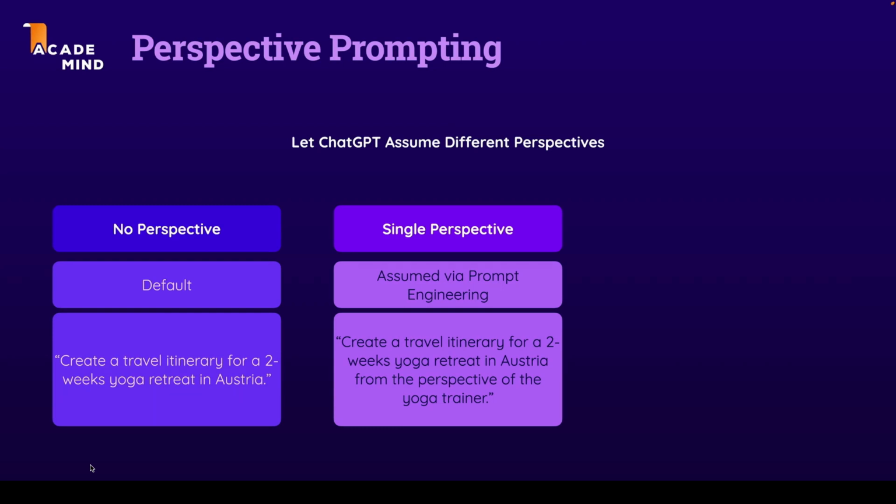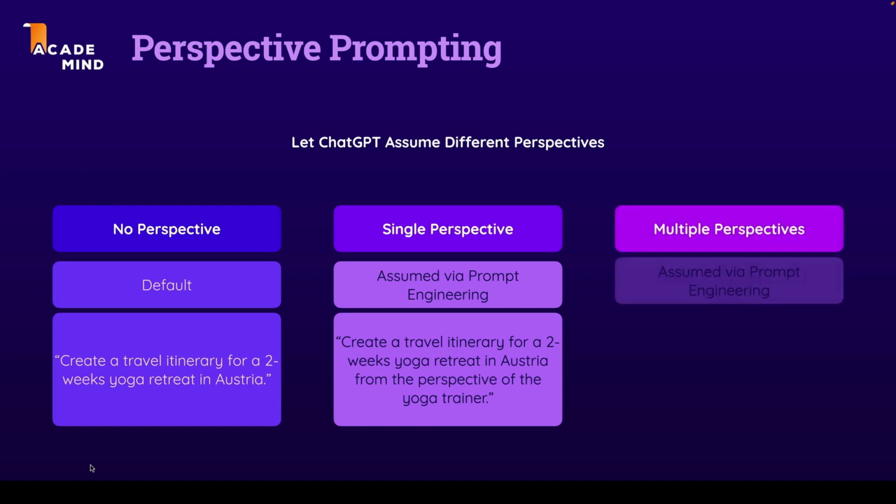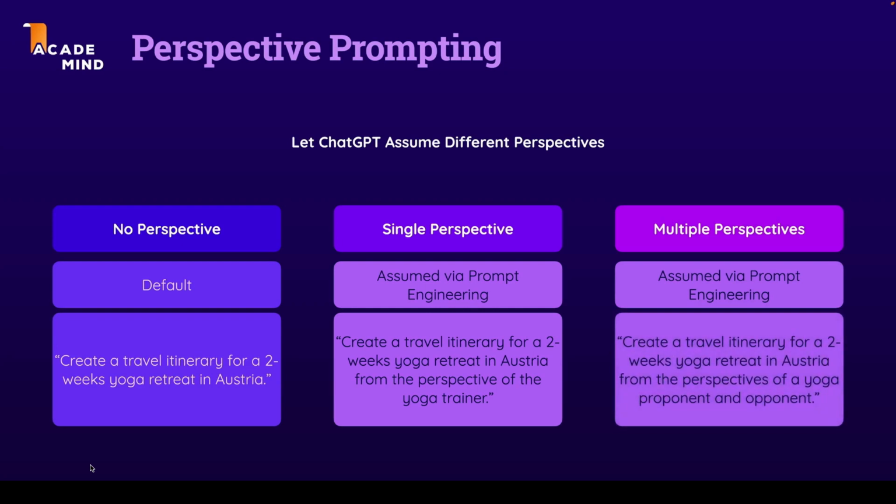Now, the new thing is that you can also use multiple perspectives for generating the response. Again, by using prompt engineering. And an example would be to let ChatGPT have a discussion about a certain topic. Or in this case, create different plans for different people. For example, for people who like yoga and people who have to travel together with the people that do yoga but who don't like yoga themselves.